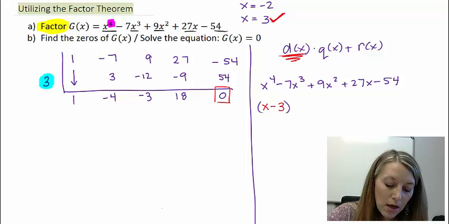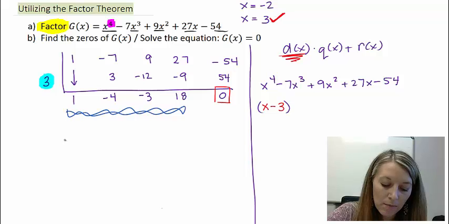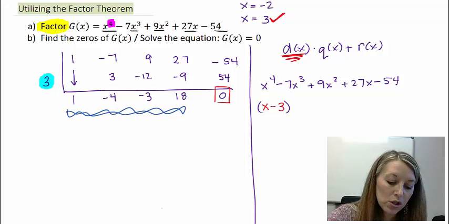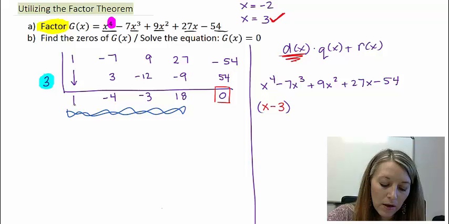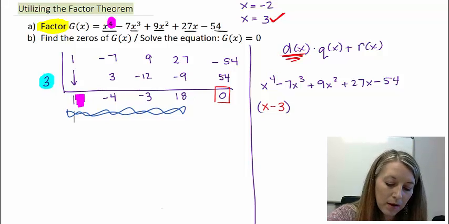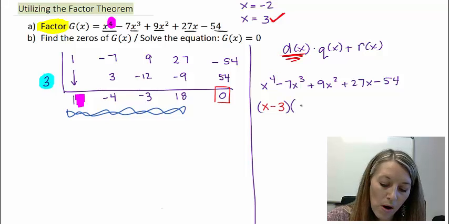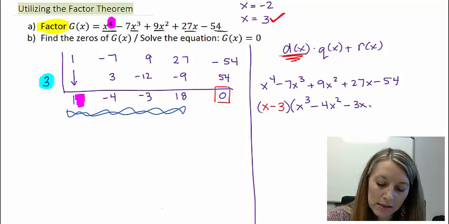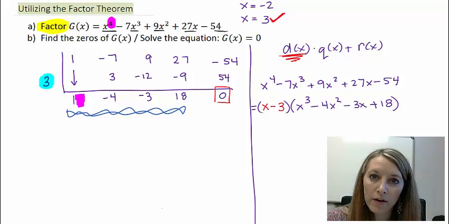Now my quotient. My quotient comes from this here, but 1 degree less. We started out with a degree 4, so this starts with degree 3 and then just keeps descending. So this gives me 1x cubed minus 4x squared minus 3x plus 18. So I have factored my polynomial by one factoring step. I took out my x minus 3, and that leaves me with this here.